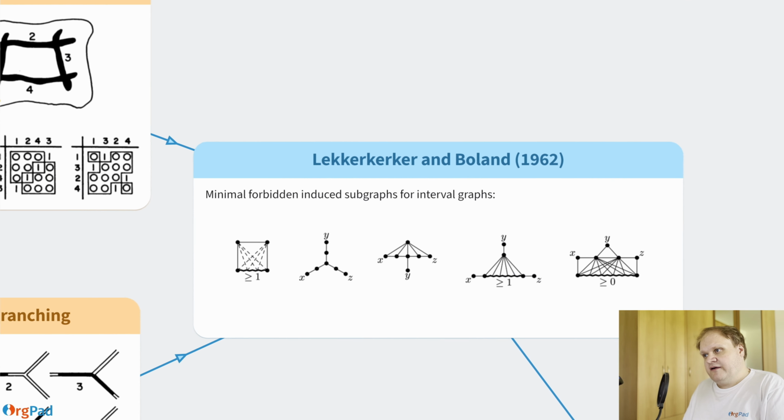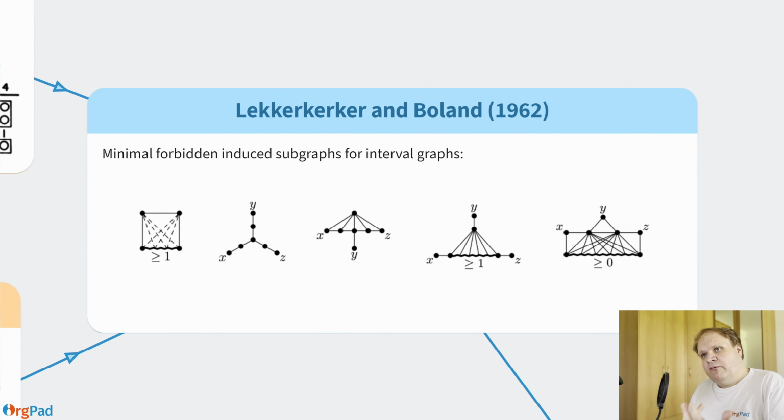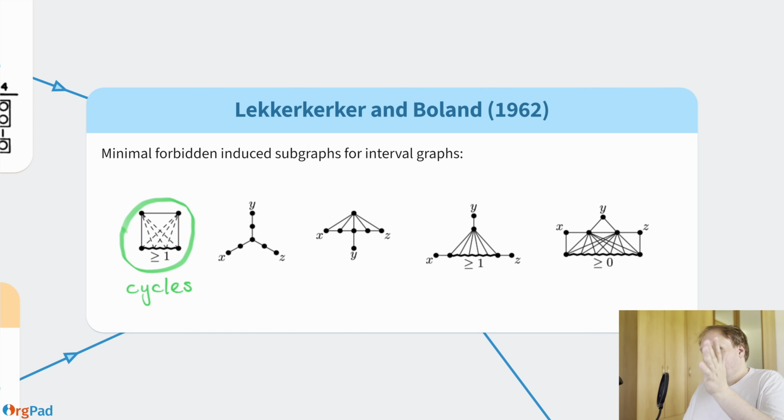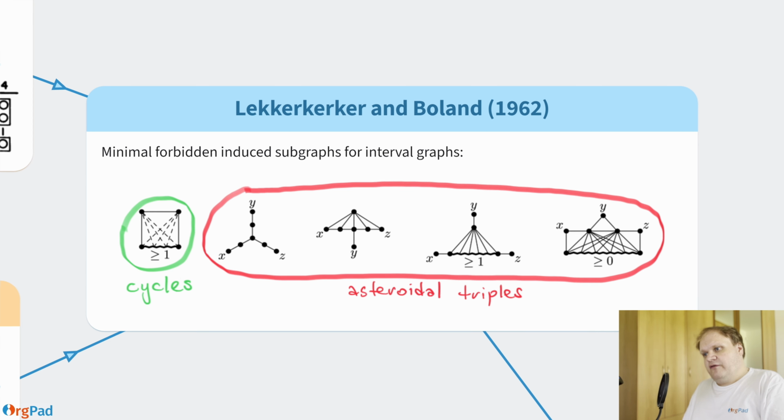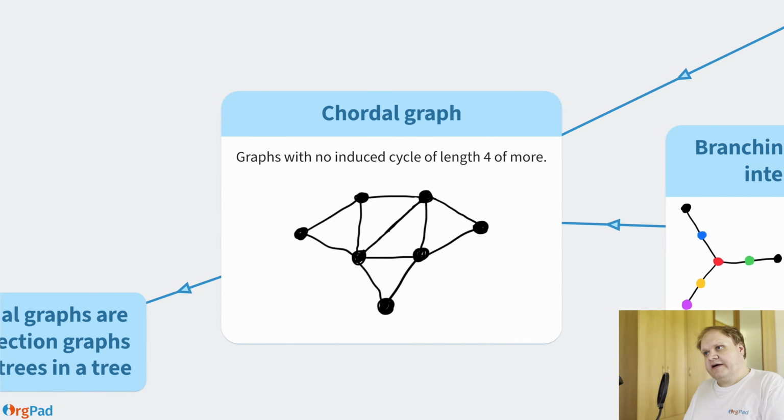In just 3 years, Lekkerkerker and Boland were able to characterize minimal forbidden induced subgraphs for interval graphs. We have already seen that cycles are not possible, and the other 4 graphs here, so we have seen the second one, but the other 4 are the so-called asteroidal triples, and they forbid branching. So let's go back to our chordal graph.